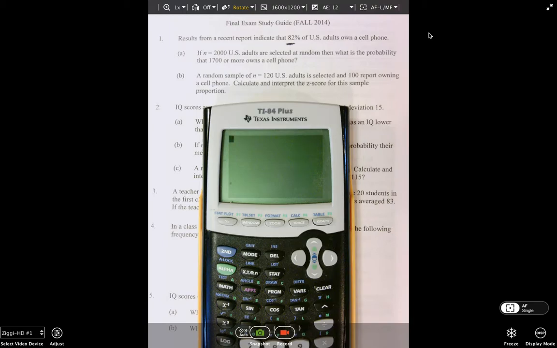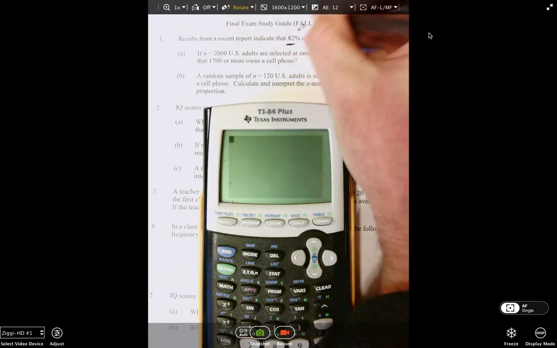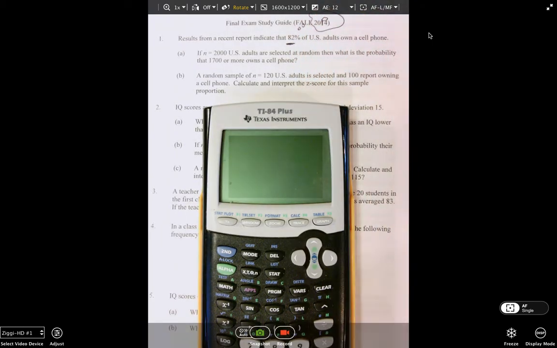So anyway, question number one says results from a recent report indicate that 82% of U.S. adults own a cell phone. Now, I would have thought it'd been higher than that, but what do I know? So anyway, the 82%. When I see that, you should think you've got a percentage problem, obviously a proportion problem, and these are handled a little bit differently than the mean problem.